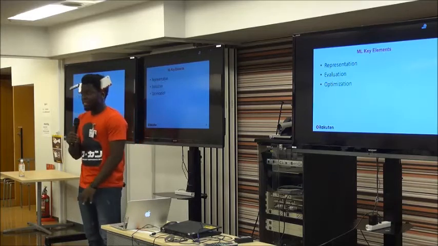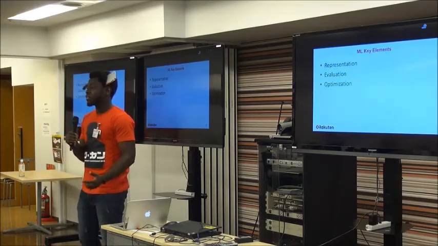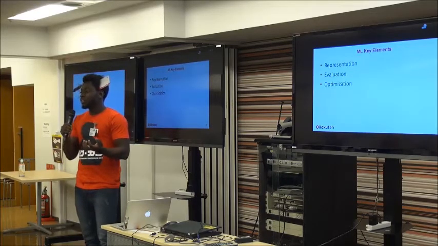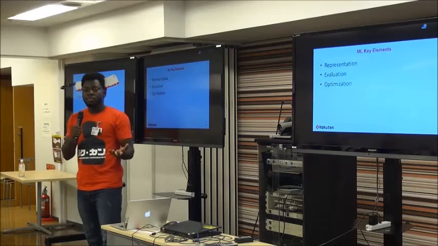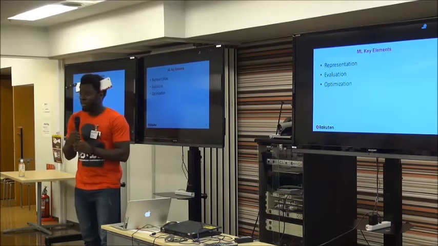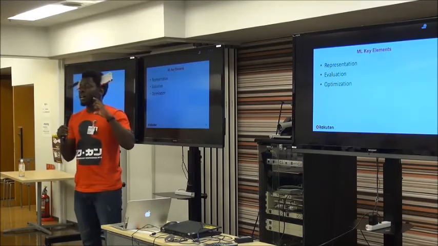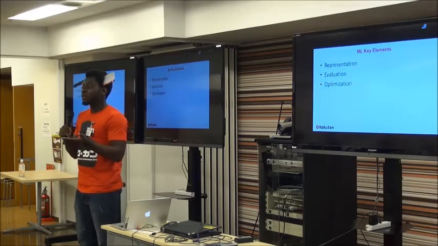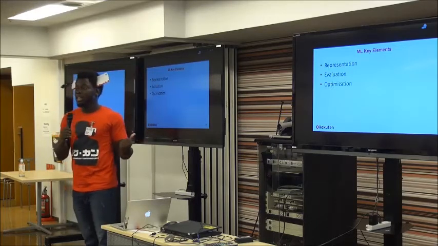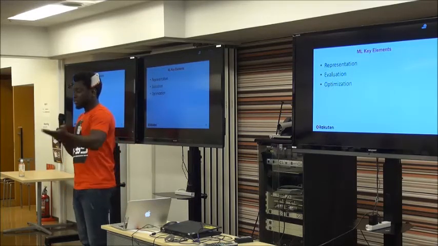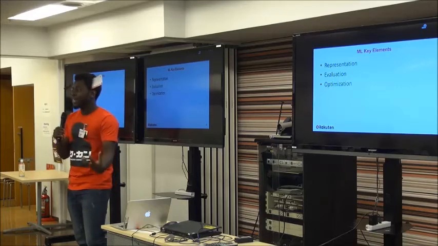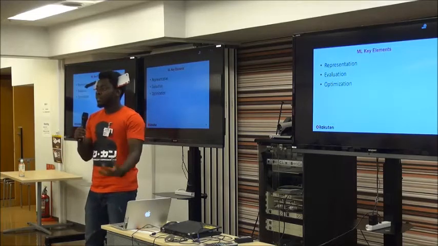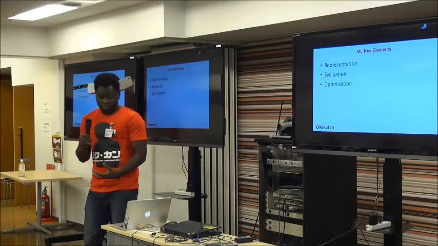So what are the key elements in machine learning? First is representation. How do you want to represent your knowledge, or even the inputs and the outputs? For example, you want to do image recognition. A picture is just an array of pixels. How do you represent this in a way the computer can process? If we're talking about sentiment analysis, we are talking about sentences. How do you represent that in a way the computer can understand? And even your knowledge, when you learn things, how do you want to represent that?